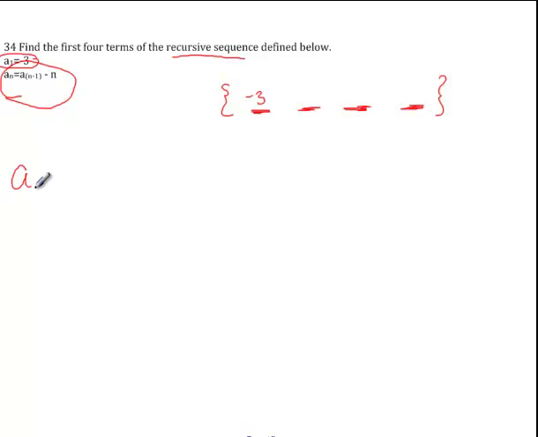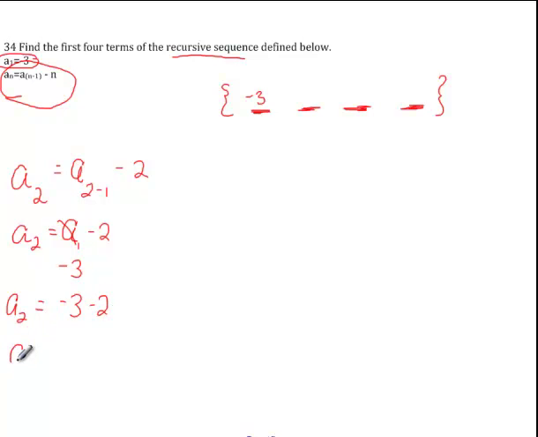Now this says a sub n, well, I'm looking for my second term now, so I'm going to put 2 in for n, is found by taking a sub 2 minus 1 and minusing 2. I don't know what a sub 2 is. A sub 1 minus 2. Well, I do know what a sub 1 is. It's -3. So my second term is found by taking -3 and minusing 2. So my second term is -5.